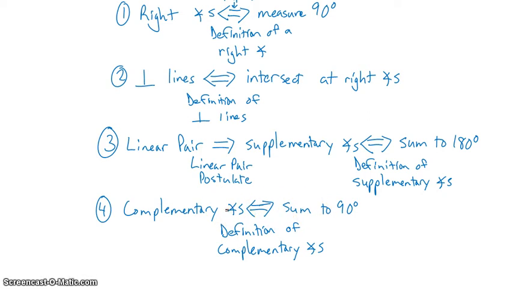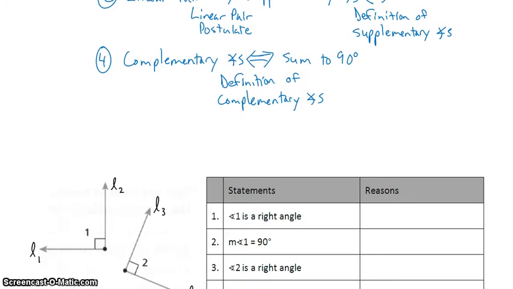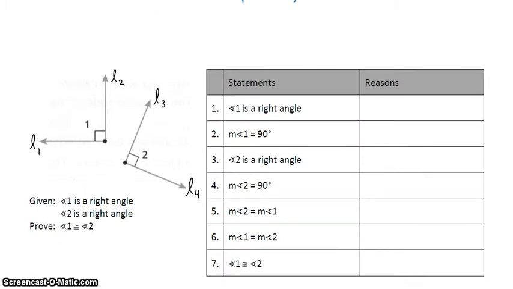How does this look as a proof? Well, let's look at this example. We're given that angle 1 is a right angle and angle 2 is a right angle. And we want to prove that angle 1 is congruent to angle 2. Well, this is going to be true. We need to write it as a proof.